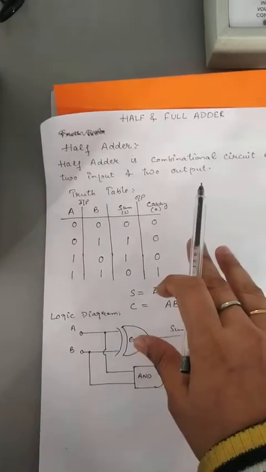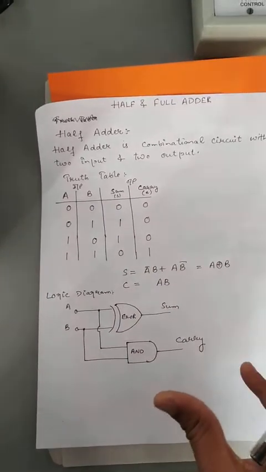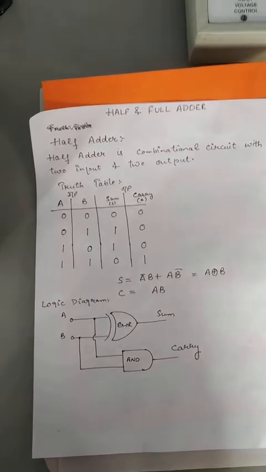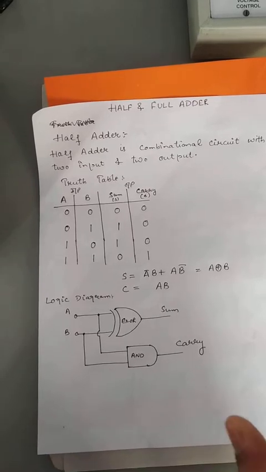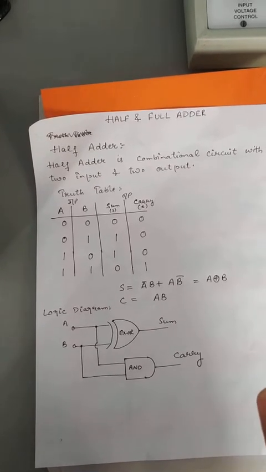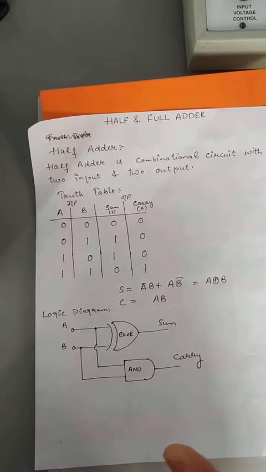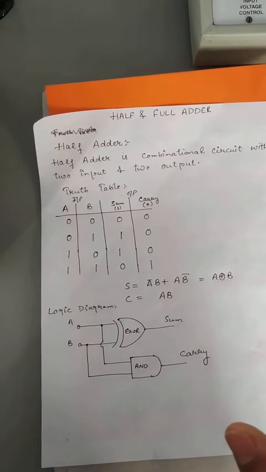Now, what do you mean by a combinational circuit? A combinational circuit is simply a circuit in which the output variable depends upon the input. As the output variable changes, this means your input is changing. Whenever you change the input, your output will keep changing.